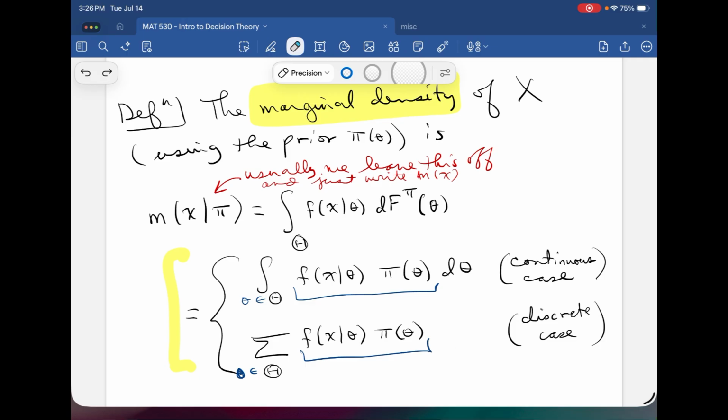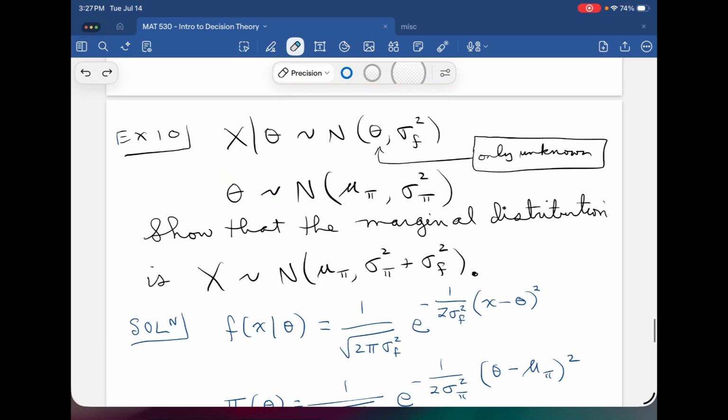Now at this point, we're going to look at the marginal distribution to assess whether our prior distribution is appropriate. And the marginal here is sometimes called the predictive distribution, because if our prior is appropriate, then this really is the density which governs the random variable x, and it's free from theta. All right, let's look at this example.